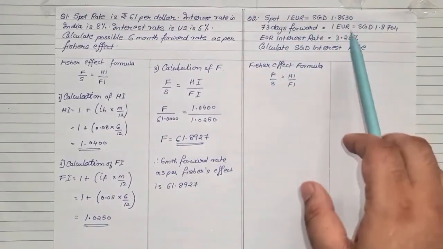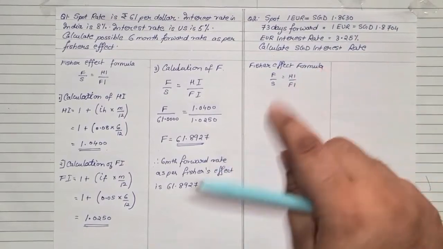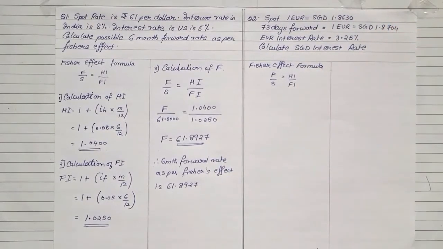Now, which is the home currency and which is the foreign currency? 1 euro. Always remember, any quotation which has 1, that currency will always be the foreign currency. So in our case, 1 euro, so it means euro is the foreign currency. The home currency will be SGD, that's nothing but Singapore dollar. They are giving you the euro interest rate, so FI, the foreign currency interest rate, is given, and they are asking us to find the value of HI, the home currency interest rate.